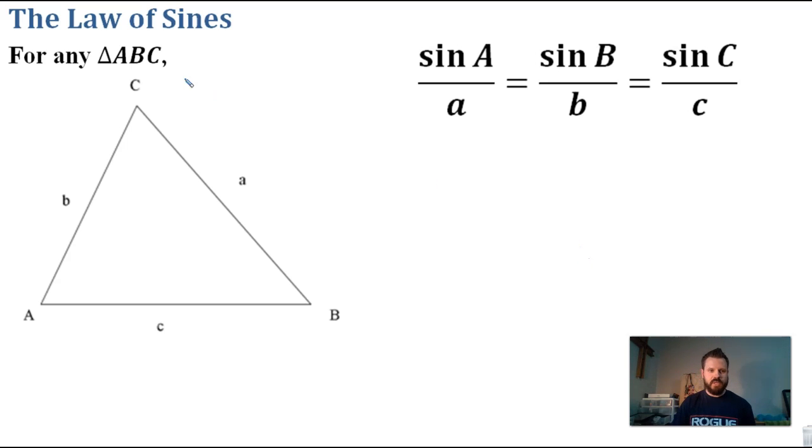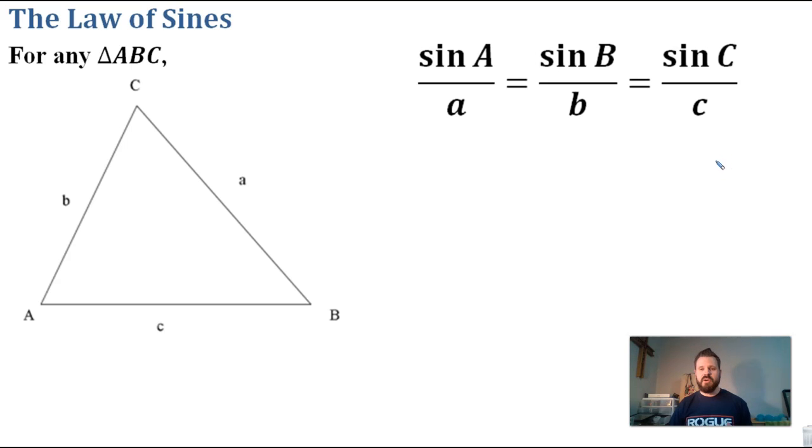Here it is. We're going to say for any triangle ABC, and I have just a random general triangle here, triangle A, B, C we could say. Law of Sines says that the sine of big A, as in the sine of angle A, divided by little a, side length A, the length across from angle A, is equal to the sine of angle B divided by side length B, which is equal to the sine of angle C divided by the side length C.